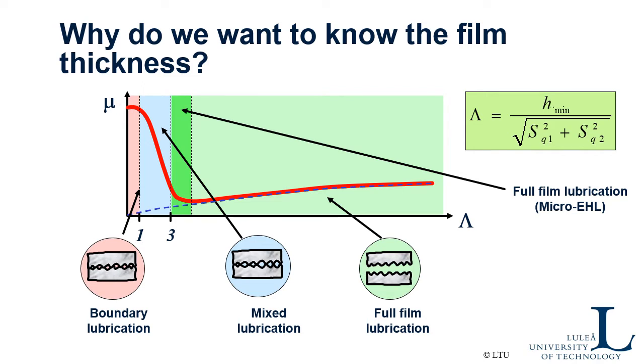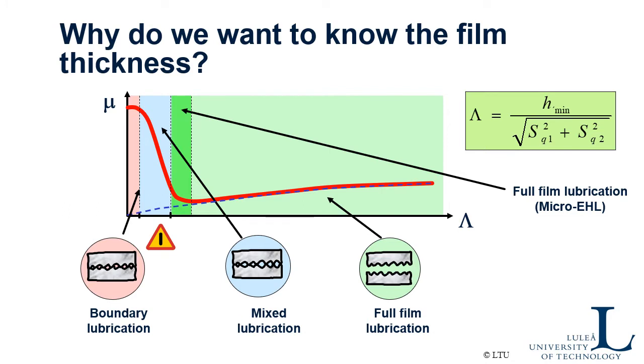As I've been discussing in other videos, we are using the lambda ratio for that, the film parameter, which is the ratio of the minimum film thickness, denoted by h min, and the surface roughness height, or the combined surface roughness height of the two surfaces. We are normally using the RMS surface roughness height here. As I've been saying before, it's not a perfect measure, but it's good enough at this moment.